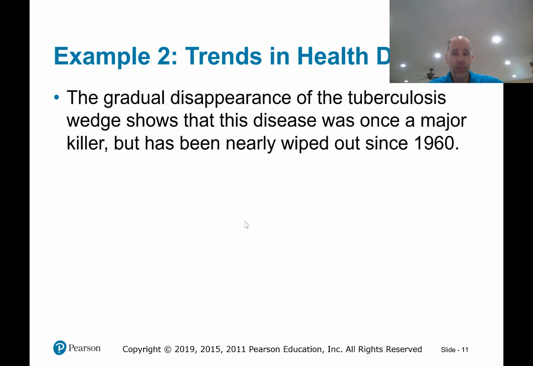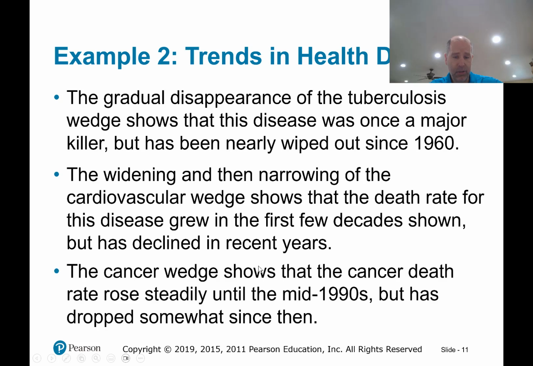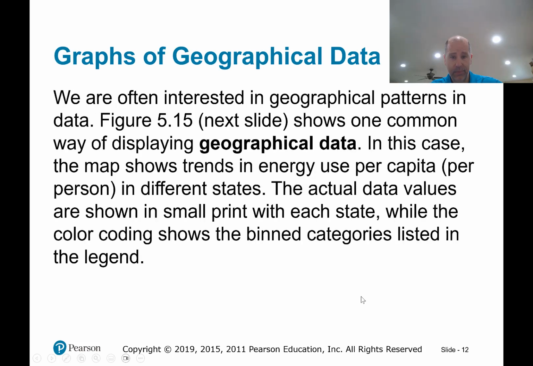The gradual disappearance of the tuberculosis wedge shows that this disease was once a major killer, but has nearly been wiped out. Okay, the widening and then narrowing of the cardiovascular wedge shows that the death rate for the disease grew in the first few decades shown, but has declined in recent years. And the cancer wedge shows that cancer death rates rose steadily until the mid-1990s, but have dropped somewhat since then.